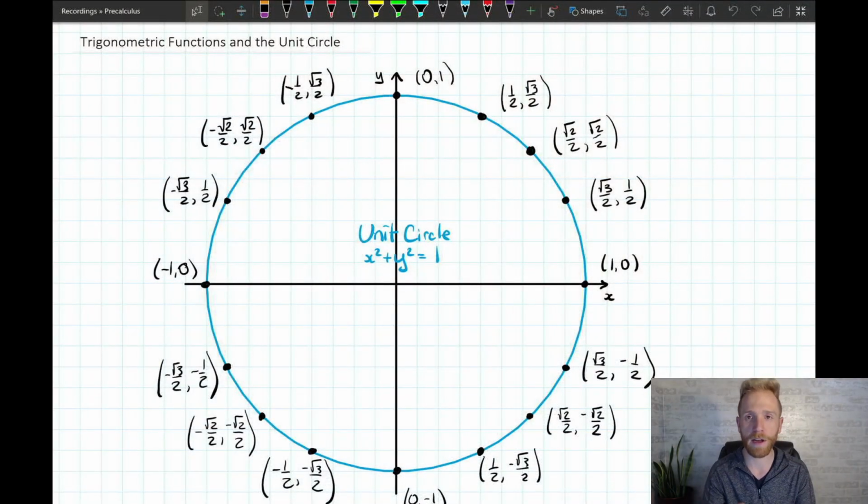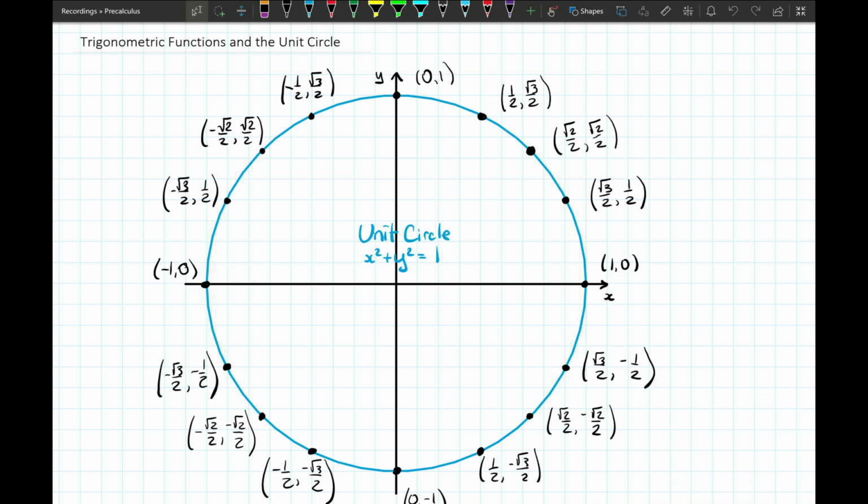So here I've got a unit circle. You can see the equation x squared plus y squared equals 1. And, well, these are many different points that are on that curve. And you could see that they are points on that curve by plugging in the values for x and y from that coordinate. Make sure that, in fact, x squared plus y squared does equal 1.